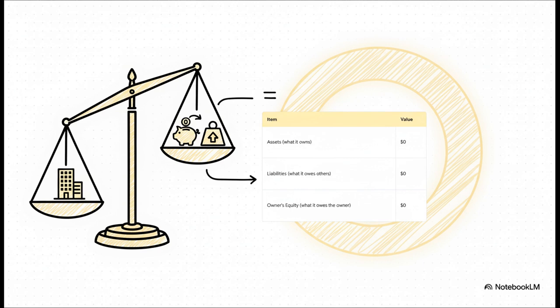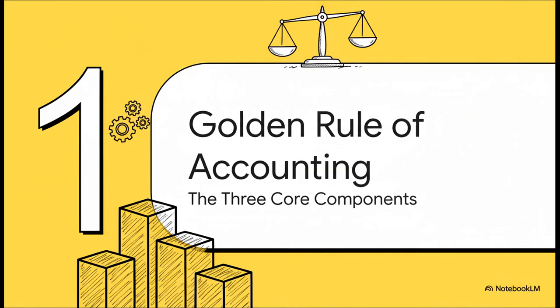It owns nothing, that's zero assets. It owes nothing to anyone else, zero liabilities. And it owes nothing to its owner, zero owner's equity. A clean slate. All right, section 1.